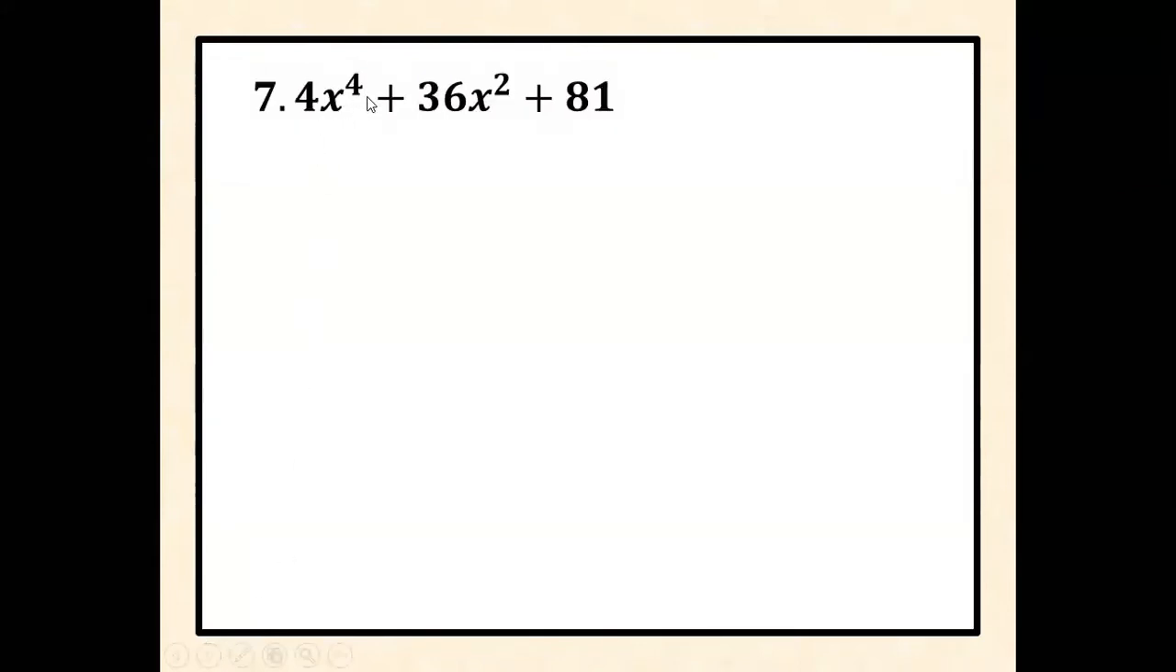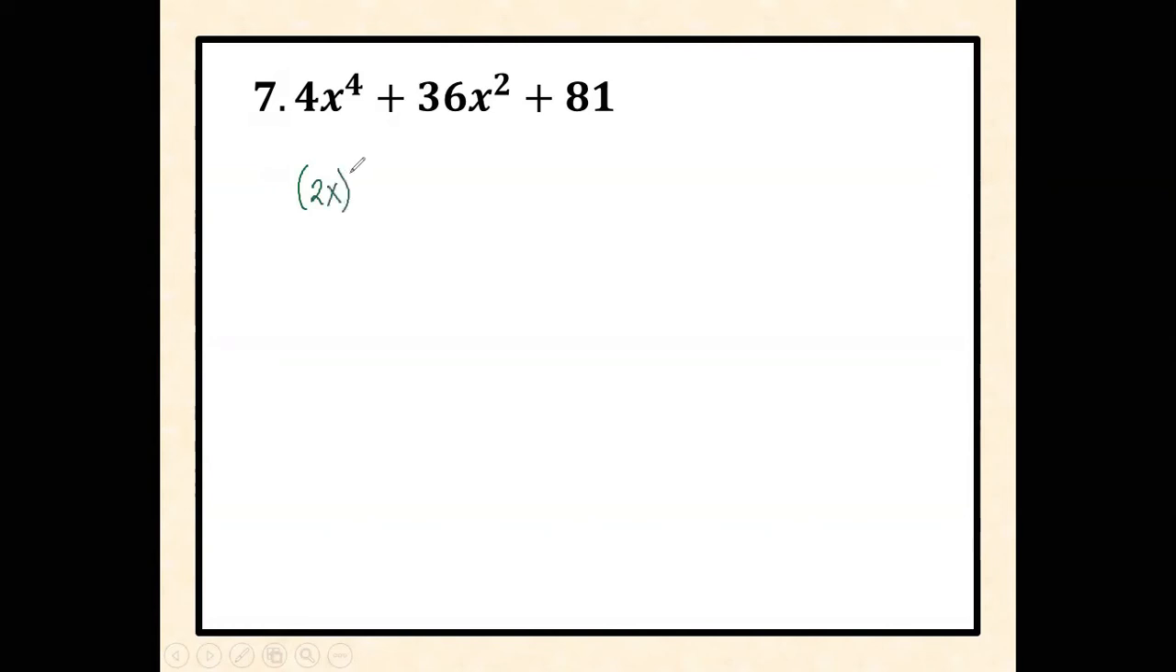So we have 4x to the fourth plus 36x squared plus 81. So we will rewrite the first term as a squared term. So that would be 2x squared, and 81 is a perfect square, so that would be 9 squared.